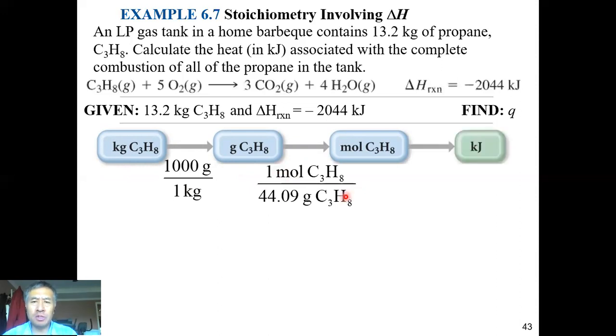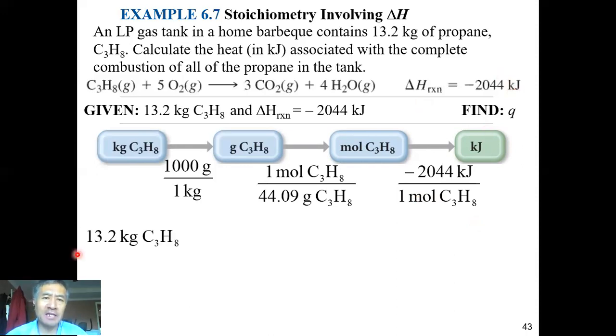Then we'll use those conversion fractions from the last slide. So here we have C3H8. We find the coefficient for C3H8 is 1. So 1, then we write this number. That's the conversion fraction from this delta H.